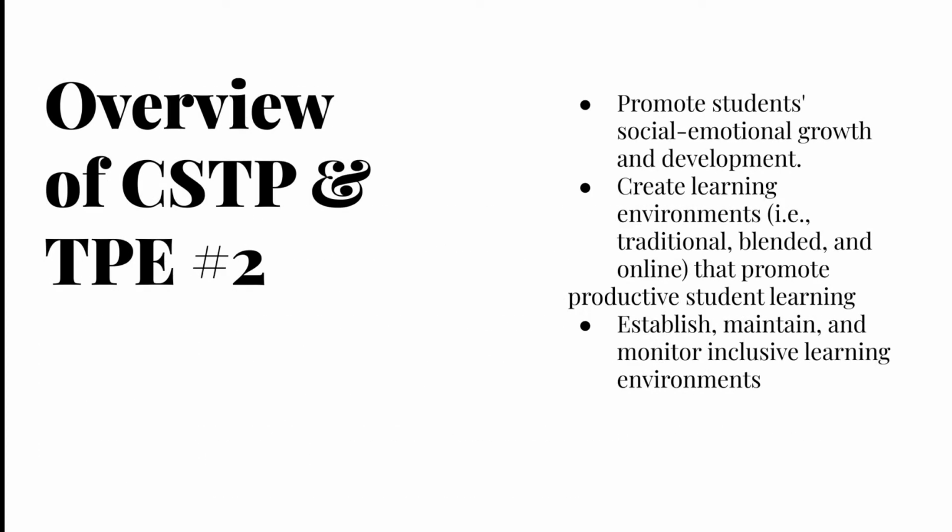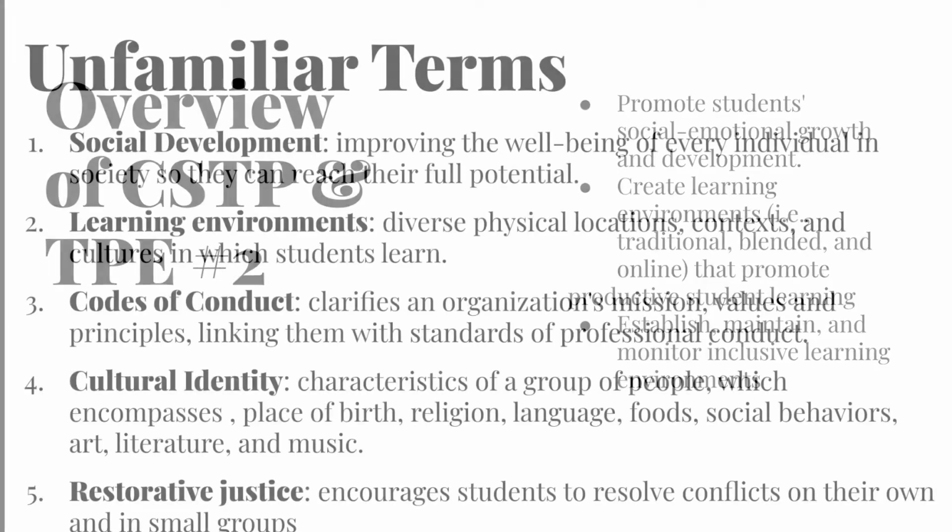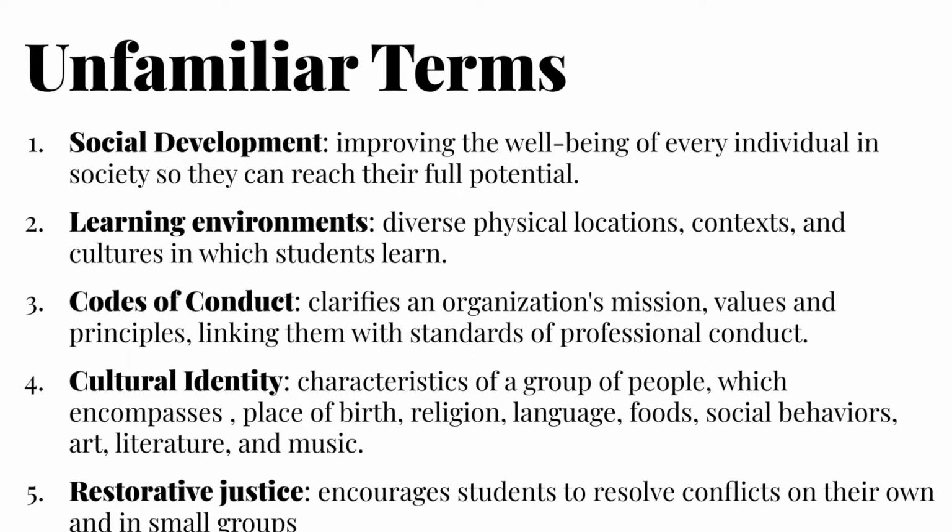The overview of CSTP and TPE number 2 promotes students' social emotional growth and development. It creates learning environments such as traditional, blended, and online that promote productive student learning, and it establishes, maintains, and monitors inclusive learning environments. Some unfamiliar terms are social development, which is improving the well-being of every individual in society so they can reach their full potential.